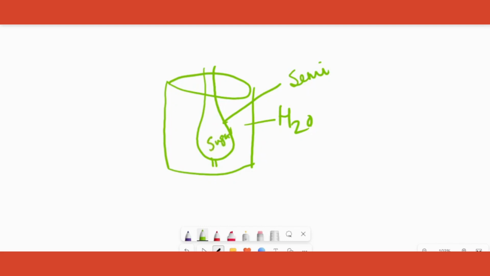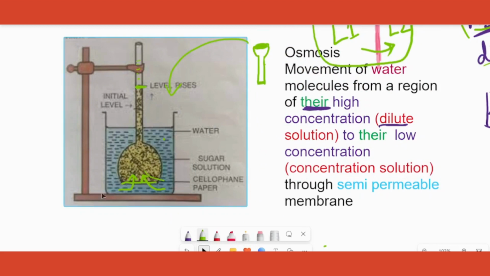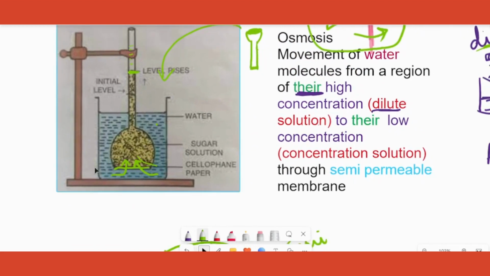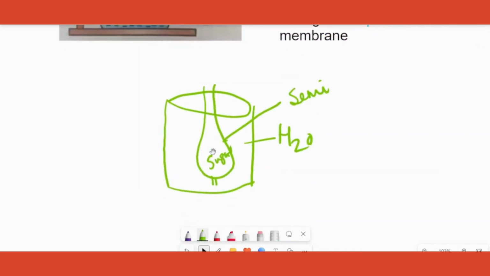So isn't it the same thing as the previous one? It's almost the same thing, isn't it? Instead of only one side having the semi-permeable membrane, the entire bag itself is a semi-permeable membrane. So obviously, it will start increasing in volume. The amount of water inside will increase. So this will start swelling up. Okay, that's the only difference. Now, these are the two experiments regarding osmosis.